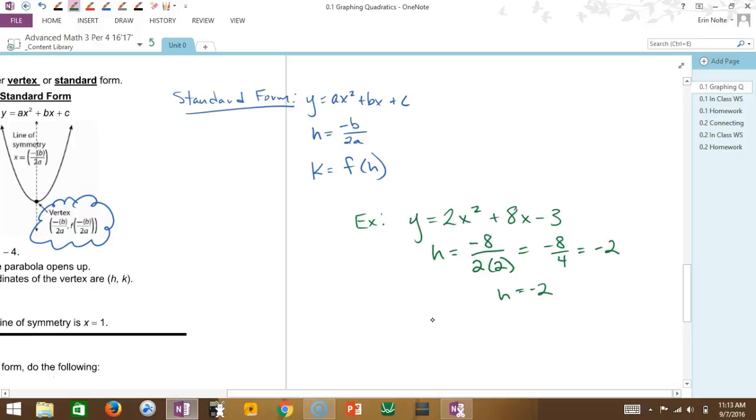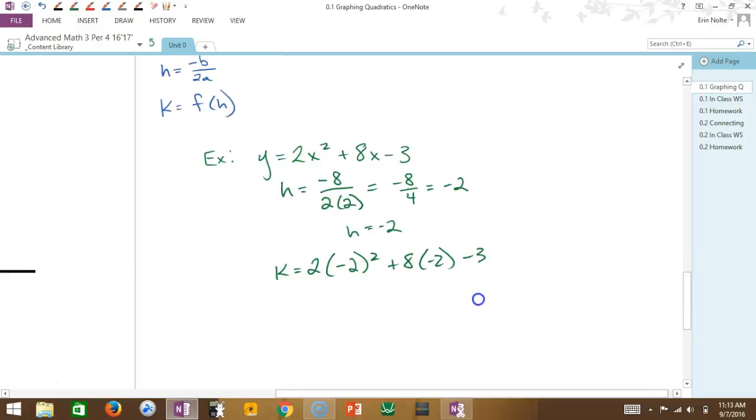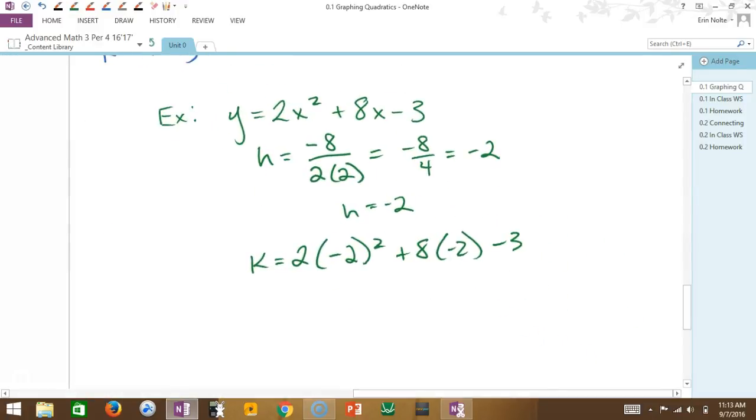Now let's find the k value. How do I find the k value? Yeah, good. I'm just going to take that negative 2 and I'm going to plug it into the x of my equation. Okay, so I'm going to write it as 2 times negative 2 squared plus 8 times negative 2 minus 3. Okay, now I'm just going to do a little chug. Negative 2 squared is 4. 4 times 2 is 8. So I have 8 on my first term. And then I have plus 8 times negative 2.